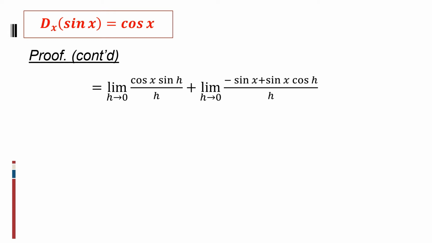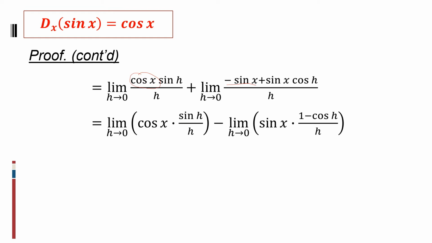So, dito sa taas, pwede natin ilabas yung cosine x para maiwan si sine h over h. Dito naman, pwedeng ilabas si negative sine x para maiwan si 1 minus cos h over h. So, magiging ganito siya. Bakit? Kasi ito, alam na natin yung limit nito, di ba? At alam din natin yung limit nito. Ano ba yung limit ng sin h over h? Di ba yan ay equal to 1? Ano naman yung limit ng 1 minus cos h over h? Yan ay equal to 0.